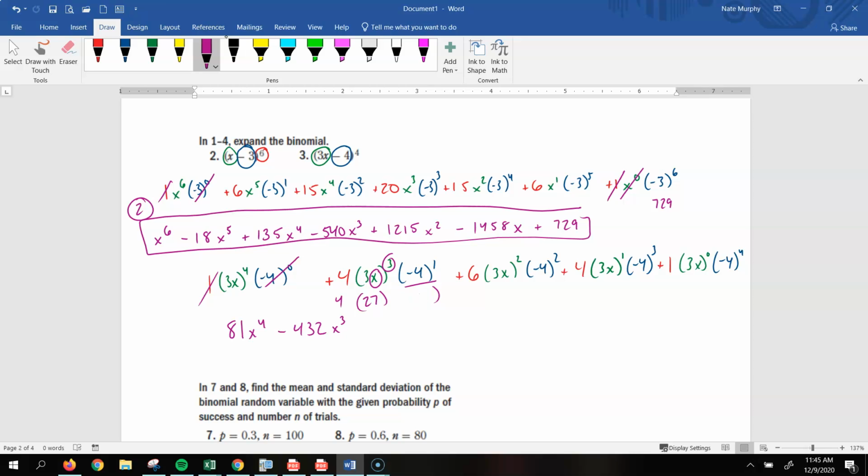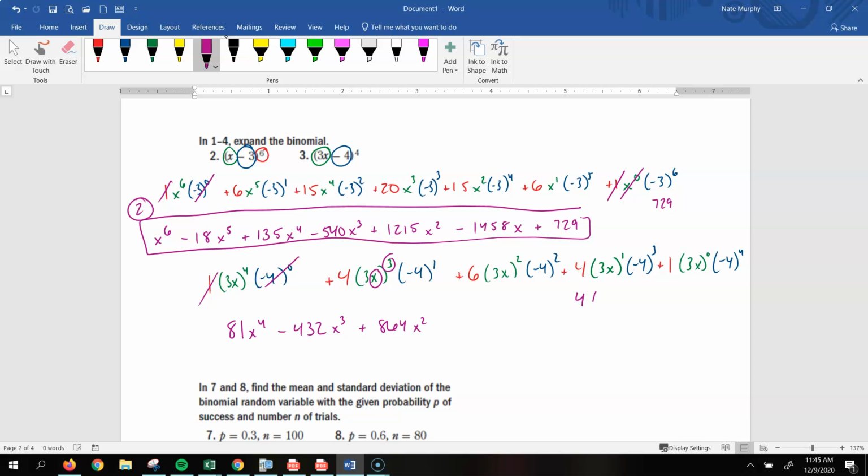Let's go to the next one. So the next one, we would have 6. 3 squared is 9. So if you want to do it this way, that's fine. 9x, so we'd have 9x squared. And negative 4 squared would be a positive 16. So now when I take 6 times 9 times 16, that's going to give me a positive 864, and then we have the x squared.